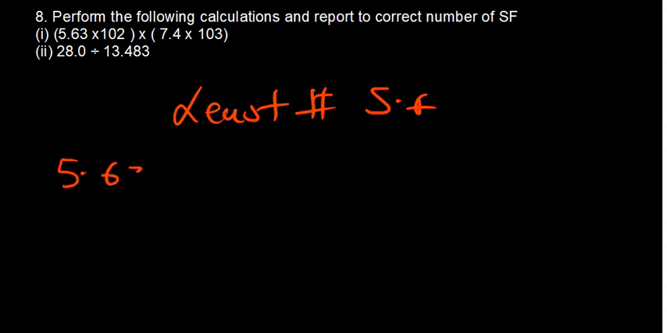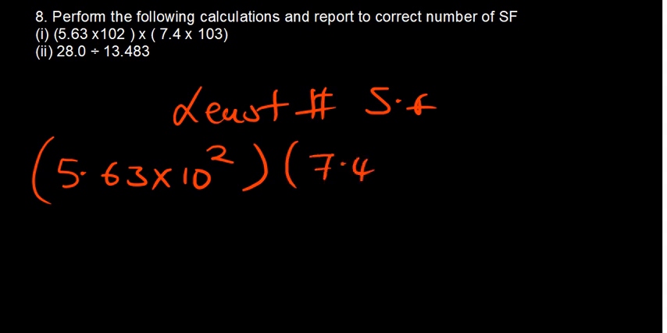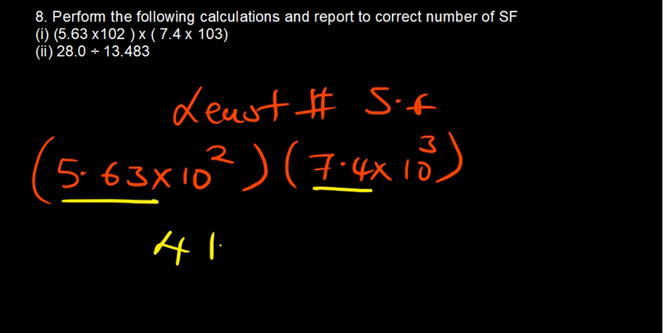So if you look at the first one, 5.63 times 10 to the power 2 being multiplied by 7.4 times 10 to the power 3. The least number of significant figures is in which number? It's in 7.4. There are only 2. Here there are 3. So we multiply 5.63 by 7.4. I'm getting 41.662 times 10 to the power 5.